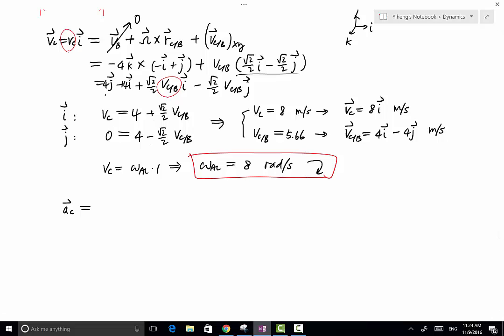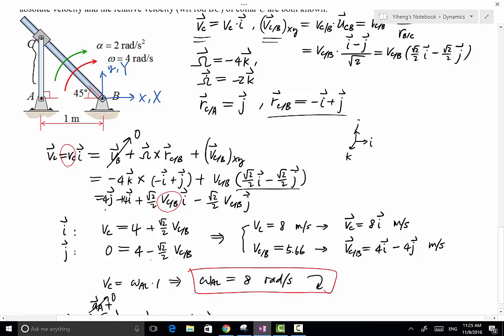One is the tangential component, the other is the normal component. So the tangential component equals alpha AC cross RC/A, and then the normal component is omega AC squared times RC/A. So you can say that here we should have an AA here as well, if you remember the equation, but in this case AA is simply 0 because point A is fixed at the pin here.